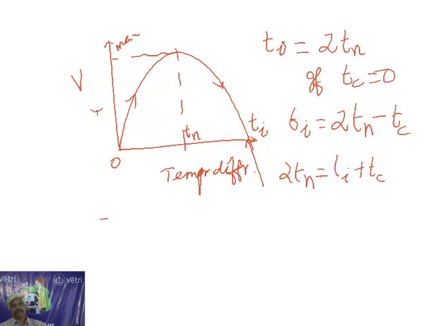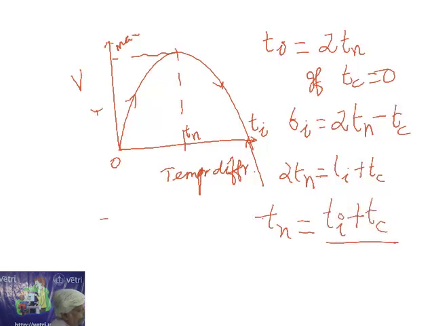If in any problem the temperature of the cold junction value is given, we have to modify the formula. Ti equals 2 Tn minus Tc, or 2 Tn equals Ti plus Tc, from which the neutral temperature can be calculated. Therefore, Tn equals Ti plus Tc, whole divided by 2. This is the formula. This is one way. Now another way.